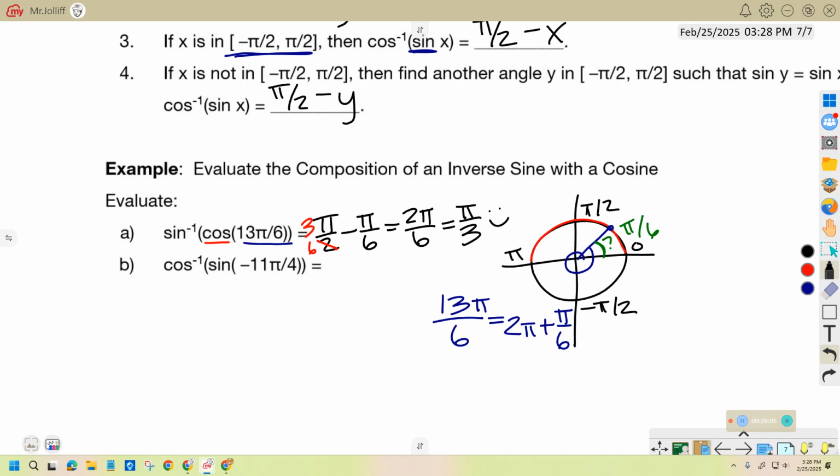Oh, so I multiplied top and bottom by 3. This just became 3 pi. 2 times 3 became a 6 because I need the denominators to match.